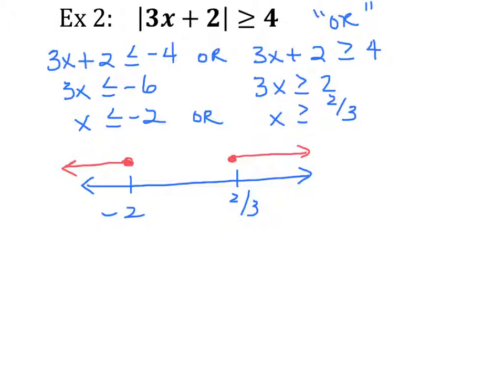So it did give me the type of graph I was expecting. Arrows mean infinities. Closed circles mean brackets. Gaps mean U's. And this is our answer in interval notation.